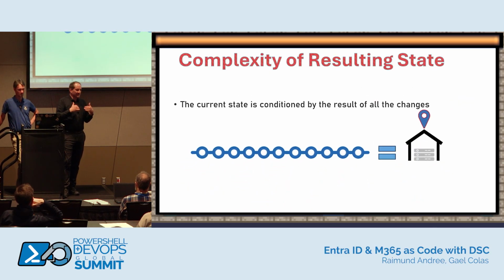So then you have to understand you have the resulting state, which is the desired state when you use a declarative system. But basically, what's your current state? The source of truth is everything that happened to it before and what it is right now. It's conditioned by the result of all the changes you had before.